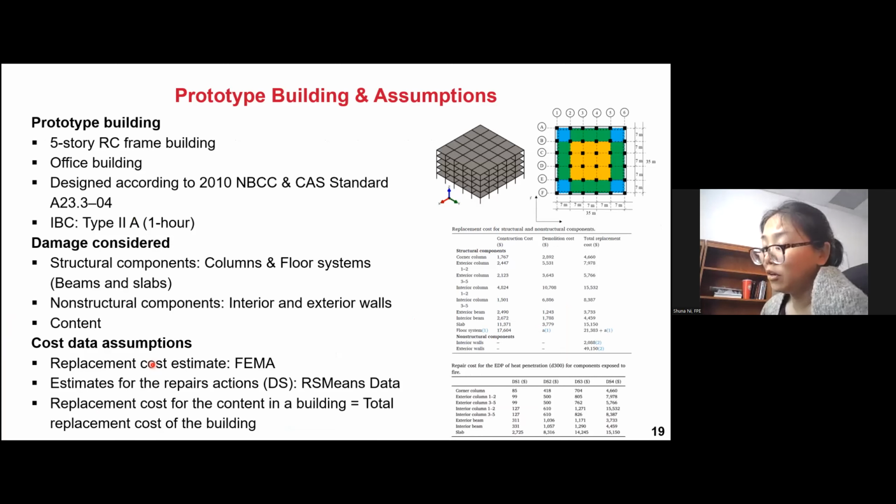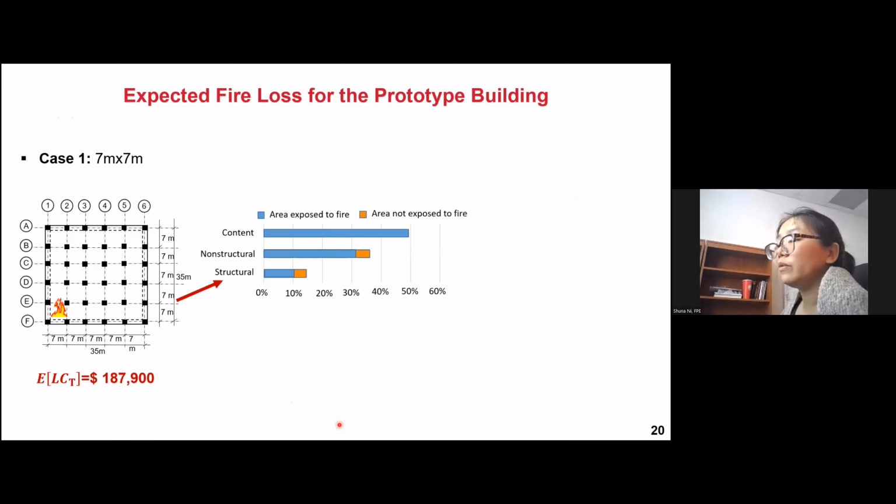And also we have estimated the cost. We consider the replacement cost according to the famous numbers, and we estimate the repair cost for each structural component according to the data provided by the RSMeans data set. This is construction cost data, which you have a manual. You can refer to the manual, or they also provide online data sets. And also, we assume the replacement cost for the content in the building is the total replacement cost of the building, including the building's cost for structural component and the non-structural component. So this is what we did.